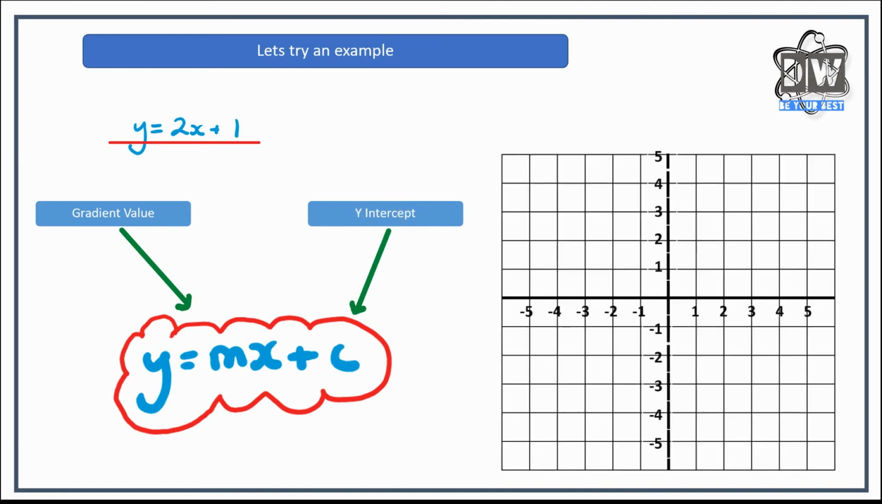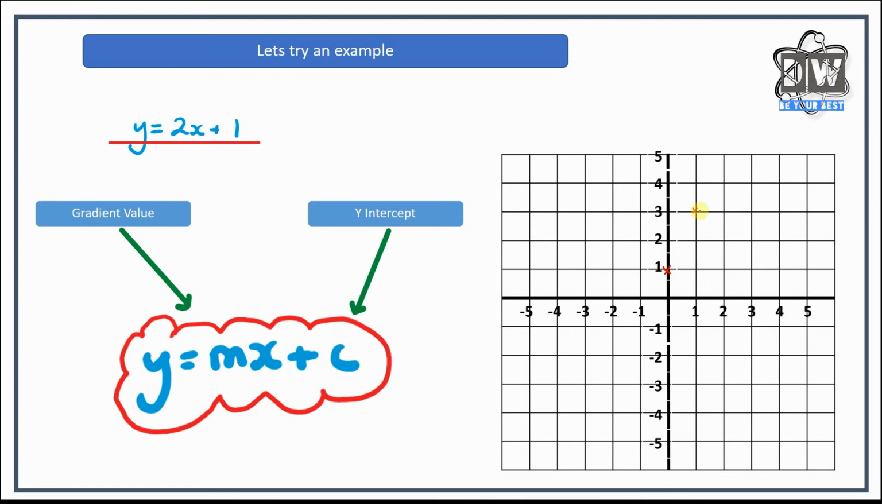So let's bring up a graph now. How we would do these is very, very simple. See the plus 1. So I'm going to go to plus 1, and I'm just going to put a point, a mark, a cross. Now what I'm going to do is work out my next point, which is my gradient value point. Can we see it's 2? So all I do is I go out 1 and up 2. So I can put a point there.